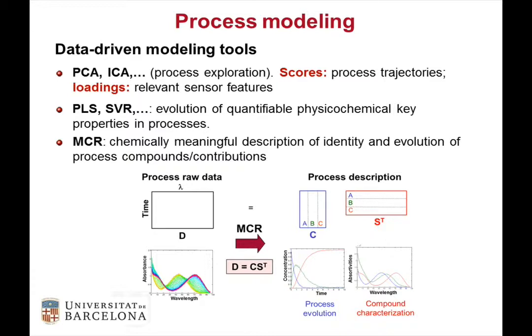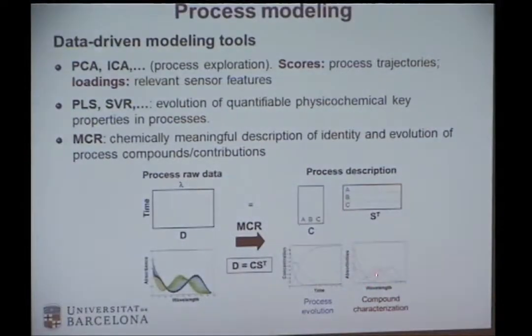And then we have a very nice tool that we like very much, which is MCR. In this case, when there is a clear change in your process, from the original process spectroscopic data that we collect during the process monitoring, we can get the qualitative information associated to the process in the form of the spectral signatures of the compounds. And from the variation of the spectra, we can get how these different basic compounds evolve as a function of time or as a function of any other kind of variable that really drives our process.